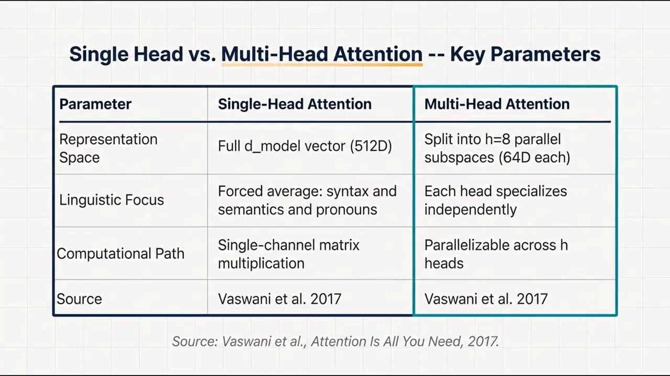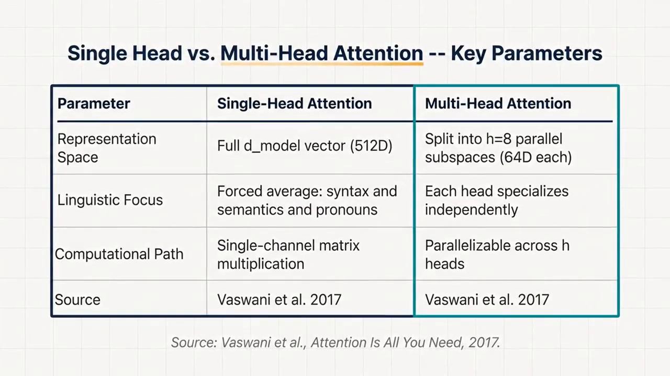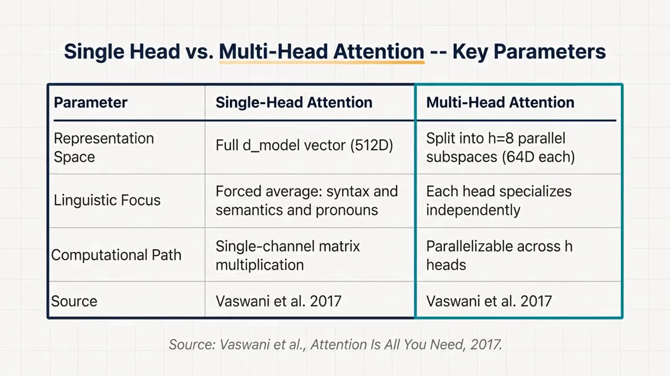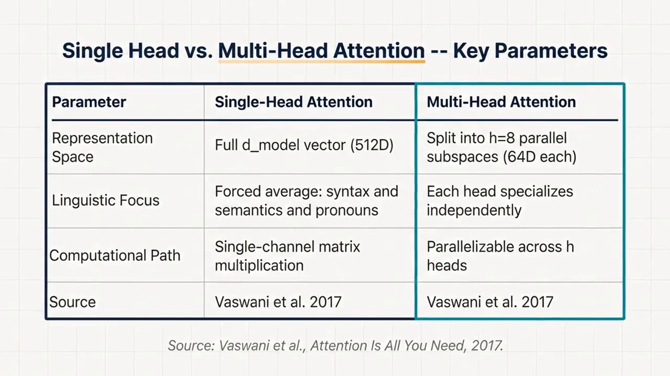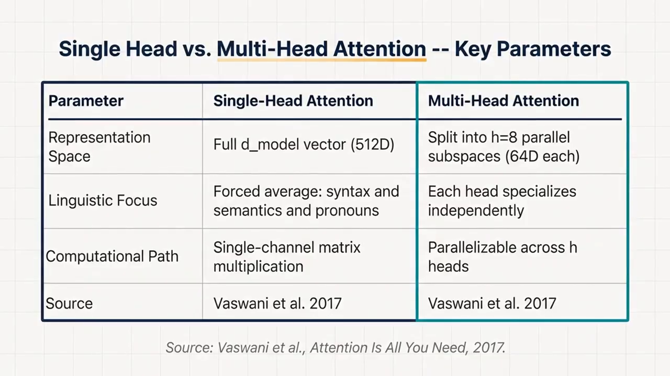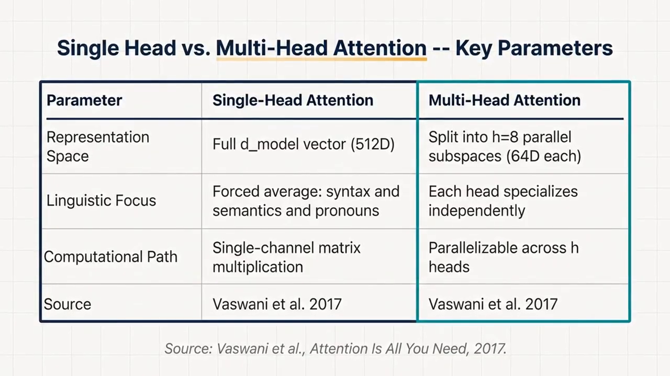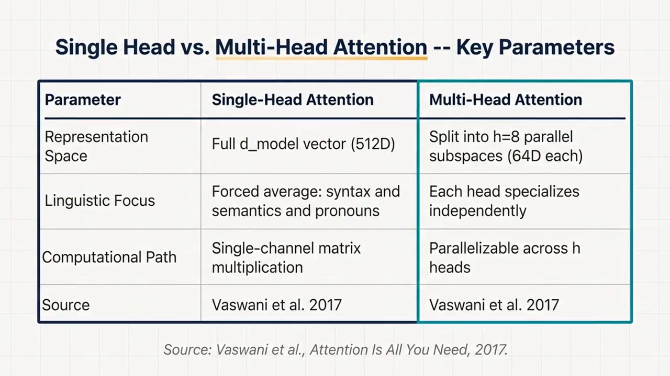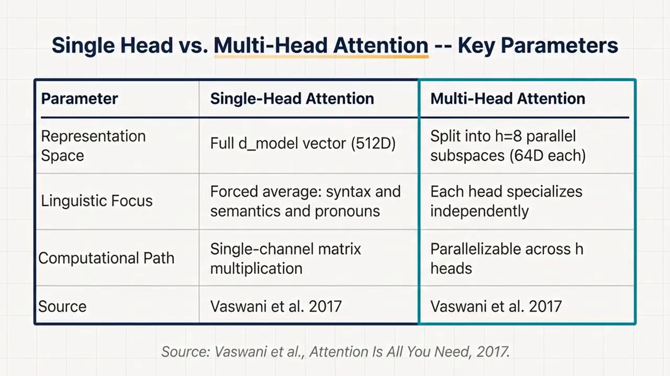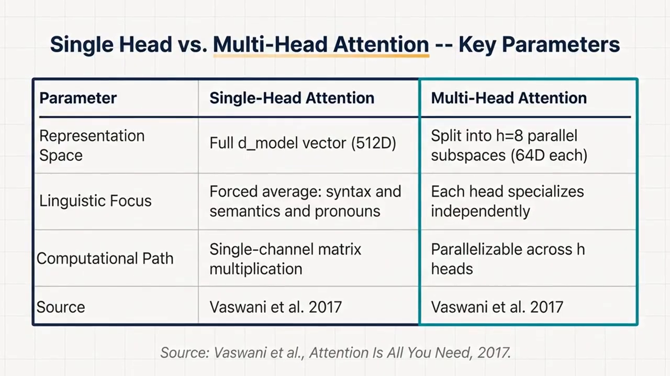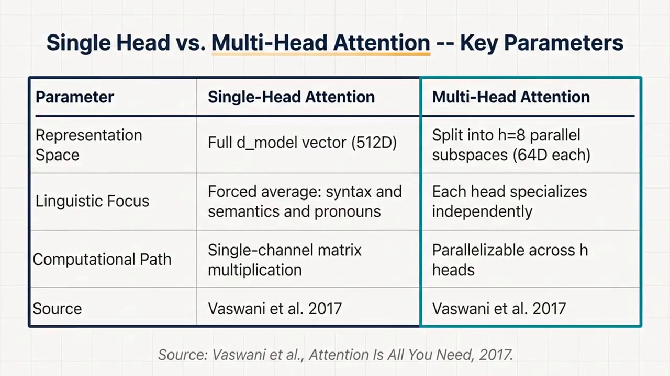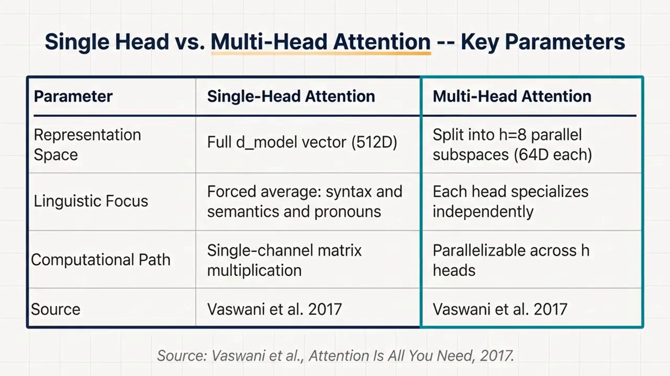To make the structural differences clear, this comparison contrasts a single attention head with a multi-head configuration across key operational parameters. According to Vaswani and colleagues in 2017, regarding representation space, single-head attention processes the entire input vector dimension in one projection, while multi-head attention splits the vector dimension into H parallel subspaces. In terms of linguistic focus, single-head attention is forced to average syntactic, semantic, and pronoun relationships, whereas multi-head attention allows individual heads to specialize in distinct linguistic features.